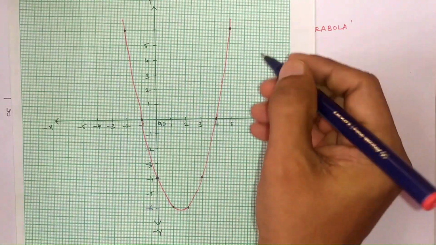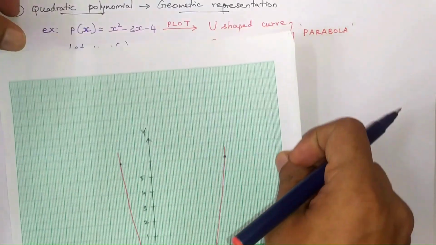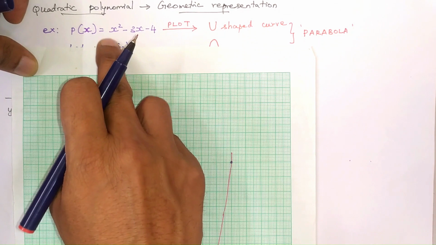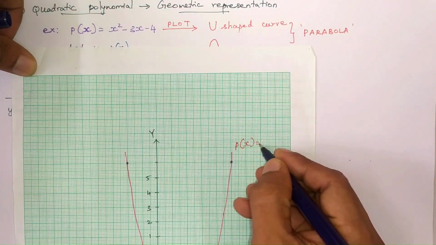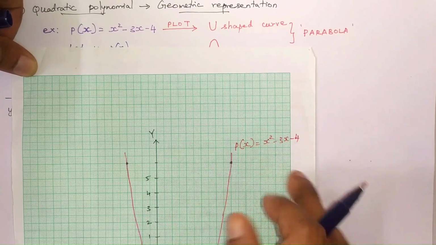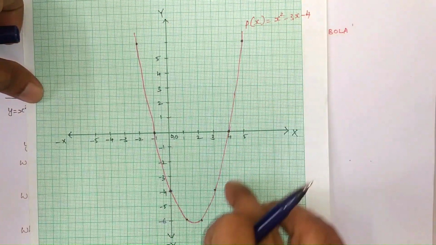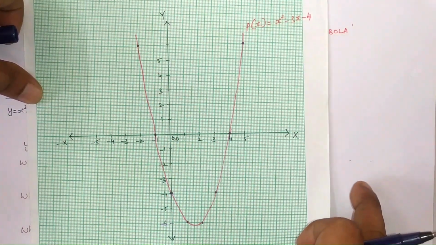So this curve is called a parabola. What is the equation of this curve? The equation of this curve is nothing but our polynomial p of x. So p of x is equal to x square minus 3x minus 4. This is the equation for this parabolic curve.